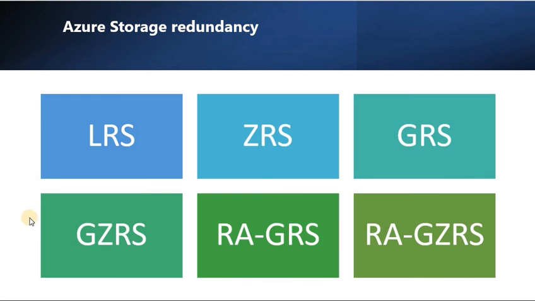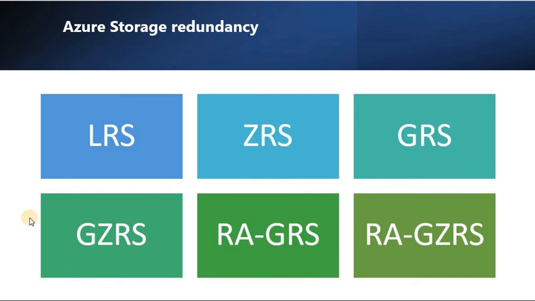Okay, let me also explain to you about the redundancy options. Azure Storage always stores multiple copies of your data so that it is protected from planned and unplanned events, including transient hardware failures, network or power outages, and massive natural disasters. Redundancy ensures that your storage account meets its availability and durability targets even in the face of failures.